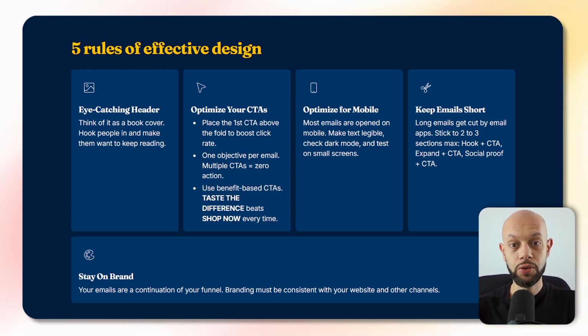So make sure that your text is legible, check dark mode, and also test your email on smaller screens. The fourth thing is to keep the emails short, because if they get too long, they will get cut by email providers like Gmail, for example, and people will not see the entire email. So we typically stick to 2 to 3 sections max. We have the hook, the CTA, expand CTA, plus social proof and CTA as an example.